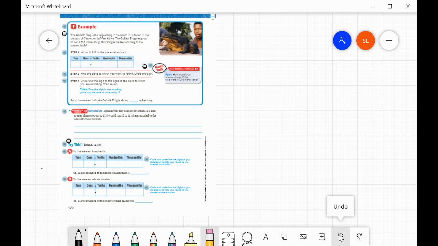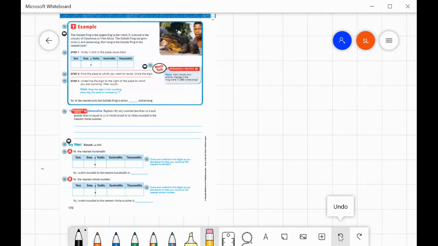All right, you need to take out your GoMath workbook and turn to page 170. We're going to look at the example at the top of the page, and we're going to work on rounding decimals. The Goliath frog is the largest frog in the world. It is found in the country of Cameroon in West Africa. The Goliath frog can grow to be 11 and 815 thousandths inches long. How long is the Goliath frog to the nearest inch?